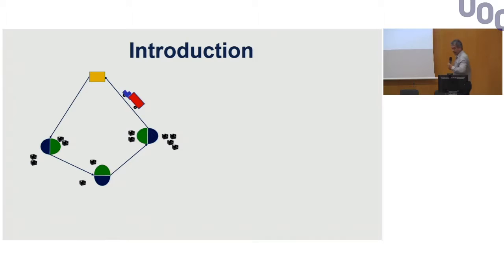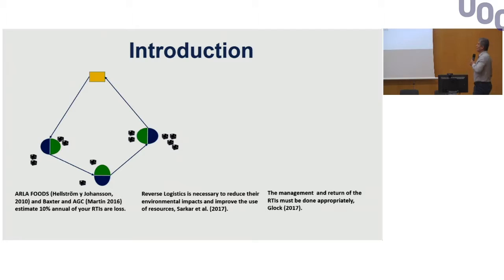However, the logistics manager cannot schedule to pick up the RTIs, returnable transport items. As Johansson and Hellström note, in cases like Arla Foods or Baxter, 10% of the RTIs are lost. Sarkar says that reverse logistics is necessary to reduce environmental impacts and improve the use of resources. And this recent reference says the management and return of the RTIs must be done appropriately.